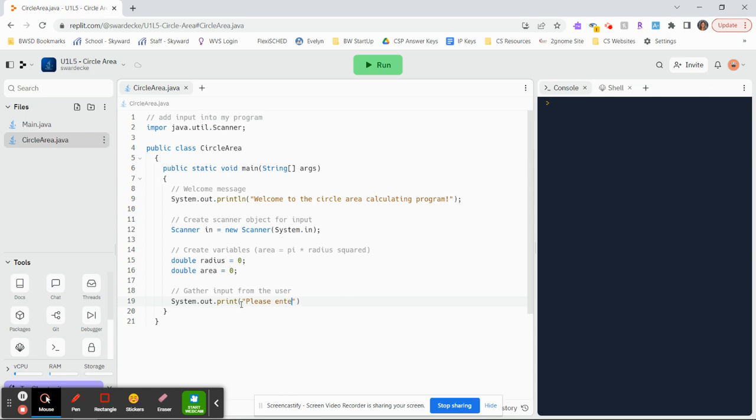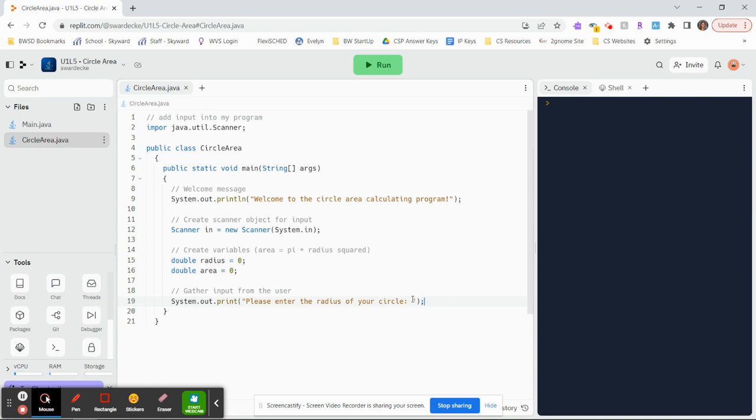So it says, "Please enter the radius of your circle." I'll put a semicolon there. Now notice I used print here instead of println because I don't want it to go down to a new line. I want it to just print and then have that colon there and prompt the user.